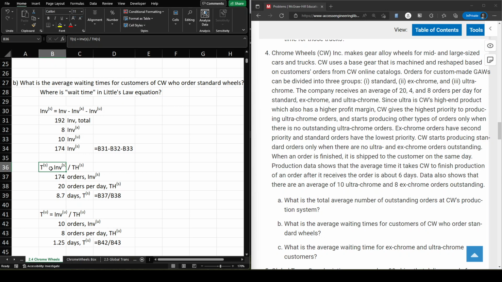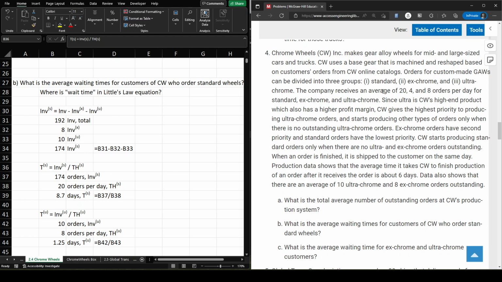We want to use Little's Law to find out the flow time. In this case, the wait time for a customer from once they make the order until that order is shipped is again going to be Little's Law. But in this case, the inventory and the throughput inputs to this formula need to be in terms of the standard wheels. So we know what the throughput is for standard because they gave that to us up here. We know that the throughput is 20 orders per day.